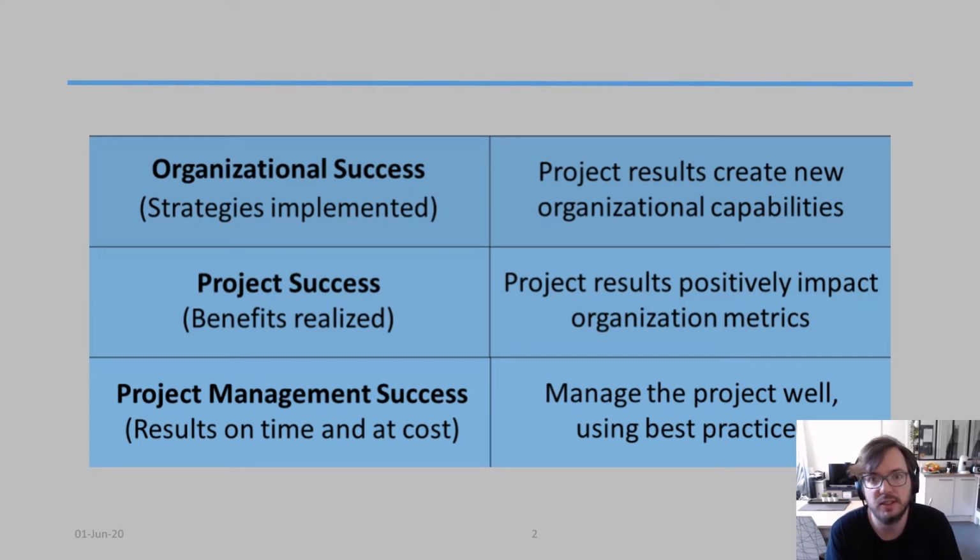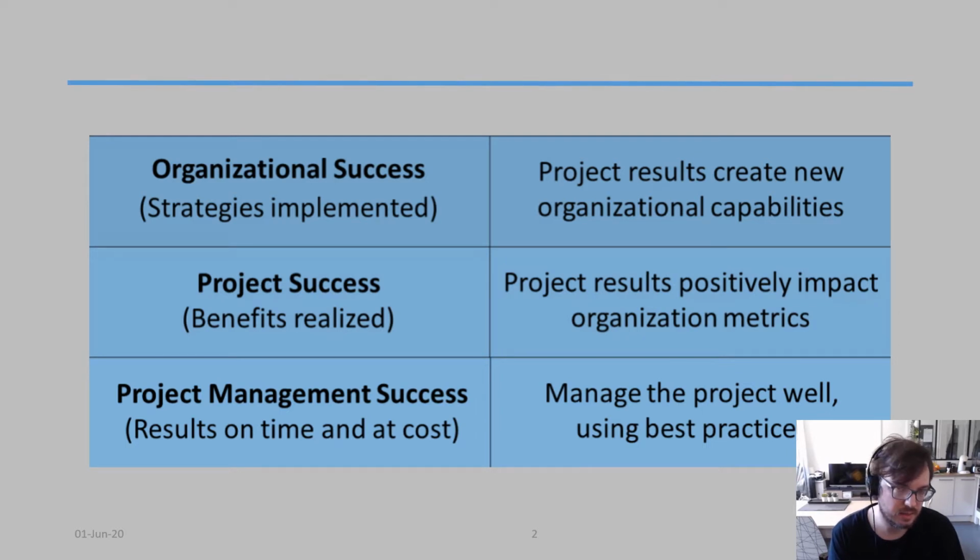There are three different levels of success in a project. The first one is project management success, which basically means that you managed the project really well. You finished on time, you did what you had to do, and you finished within budget, and from a management perspective, it was good. Now, this does not mean your project itself or the result of the project is a success.